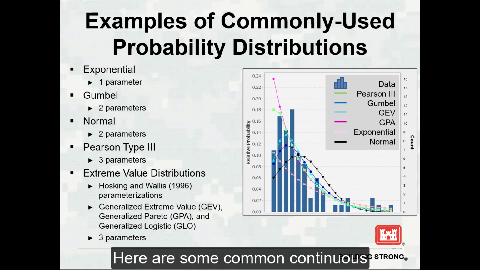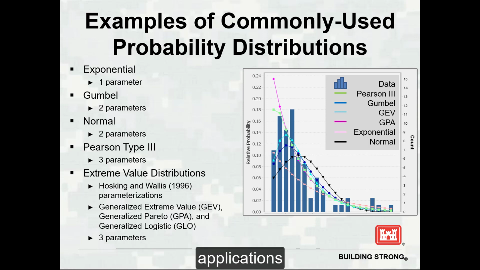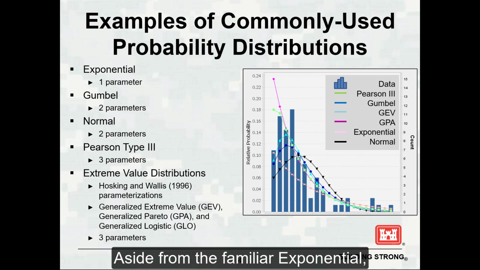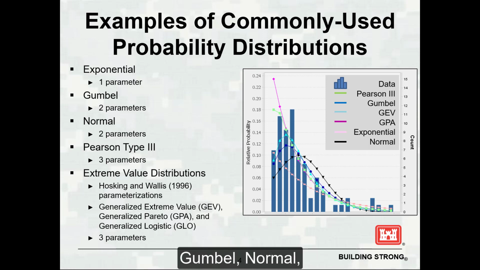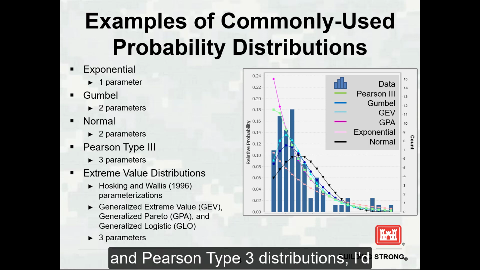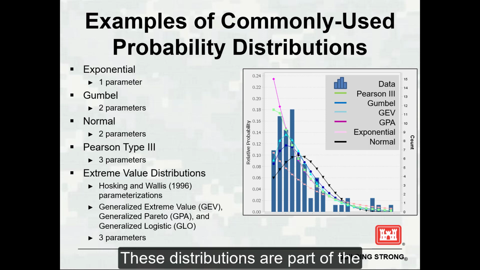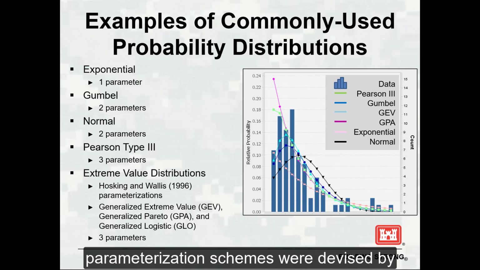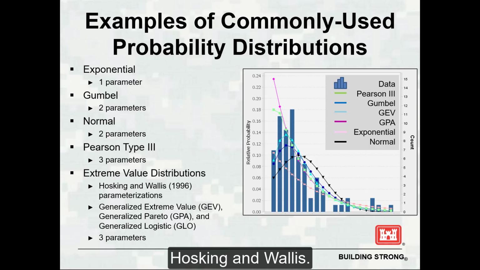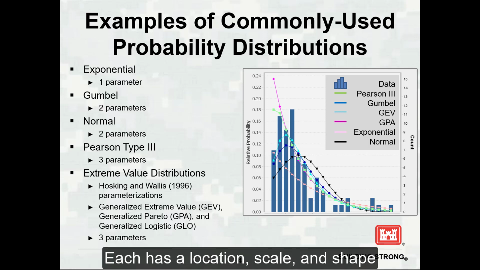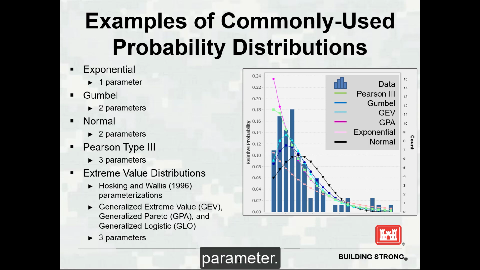Here are some common continuous probability distributions that are utilized within water resources applications. Aside from the familiar exponential, Gumbel, normal, and Pearson type 3 distributions, I'd like to highlight the extreme value distributions noted at the bottom of the list. These distributions are part of the family of 3-parameter distributions for which parameterization schemes were devised by Hosking and Wallace. Each has a location, scale, and shape parameter.